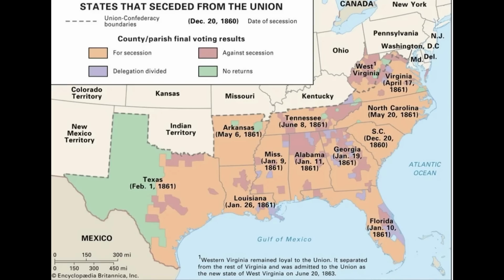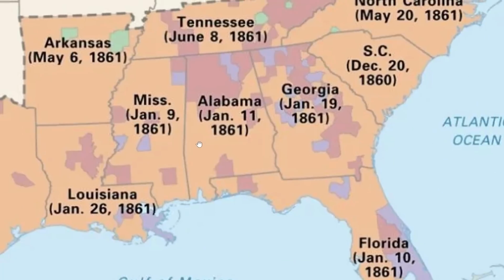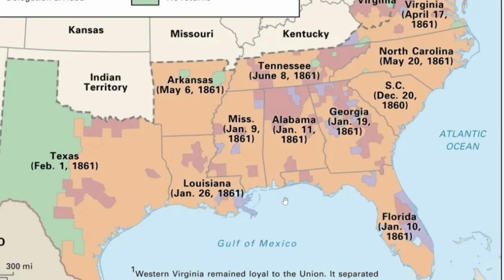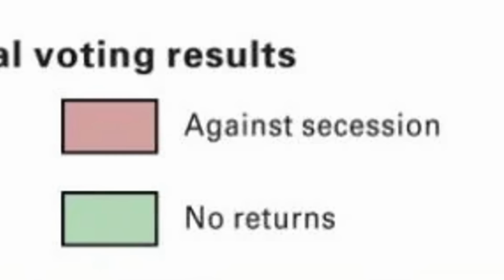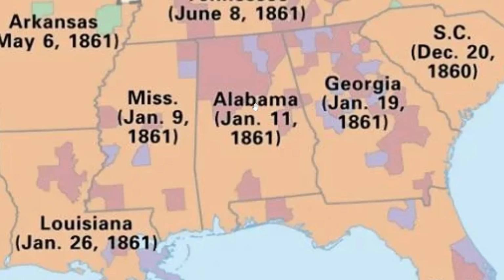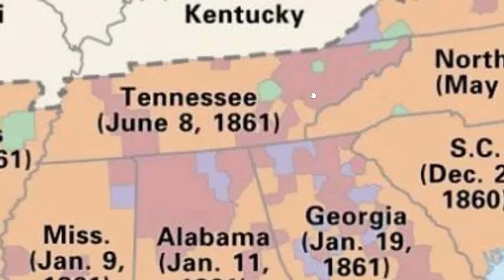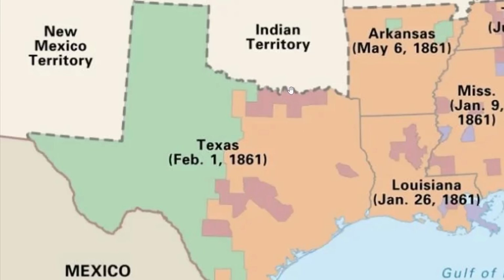The vote by the South to secede from the rest of the Union. This is obviously right before the first and only U.S. Civil War would start. So in orange we have the counties for secession. Obviously that was the vote that would ultimately win here, starting the Civil War. In red we have against secession though. So large parts of northern Alabama as well as Georgia. In purple we have delegation divided. They ultimately couldn't come to a conclusion in these counties. And in green they had no return. So this part of Texas, a couple of counties in Arkansas.